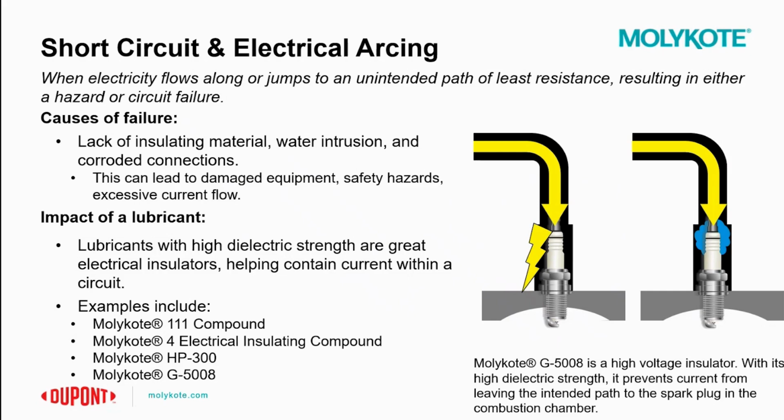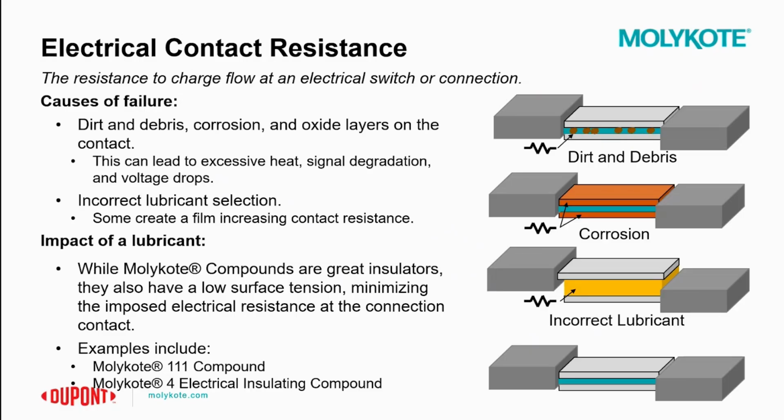A great example is with spark plugs. While a lubricant can offer ease of assembly and disassembly, applying an insulating compound also helps prevent corona discharge and electrical arcing to assure a more consistent and reliable performance of your spark plug. So in this section of electrical performance, we have covered 2 cases where the insulating properties of a lubricant can help prevent the unwanted arcing or signal crosstalk.